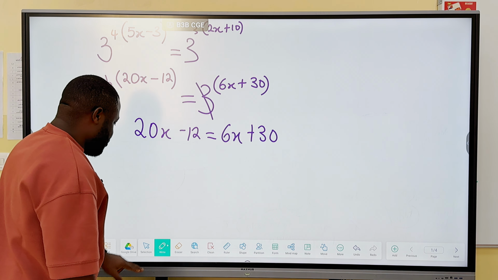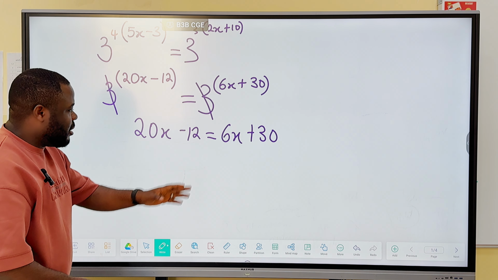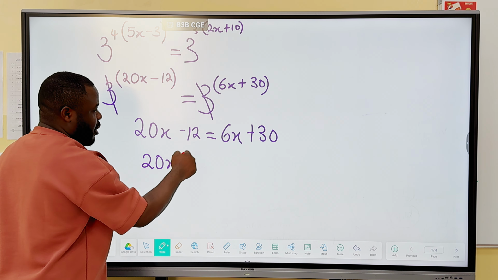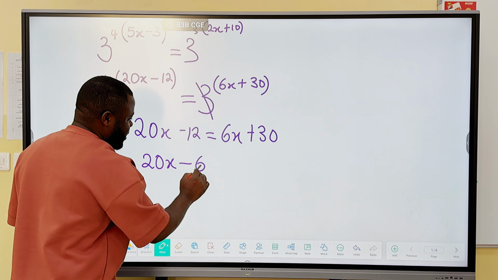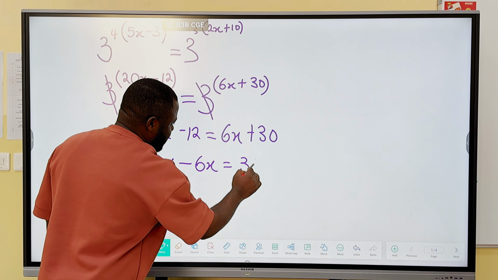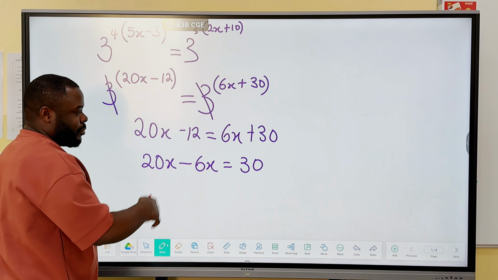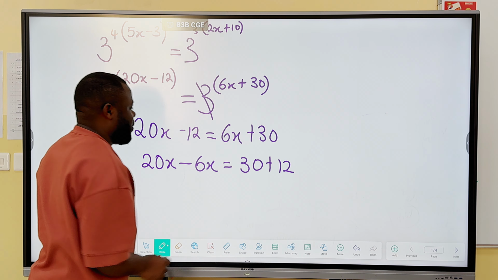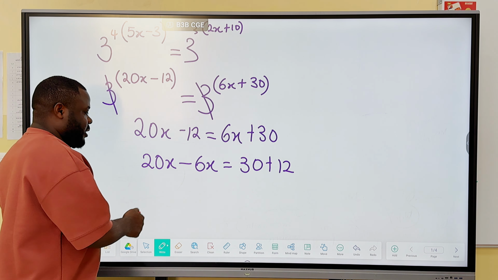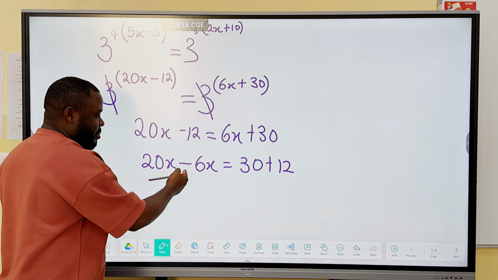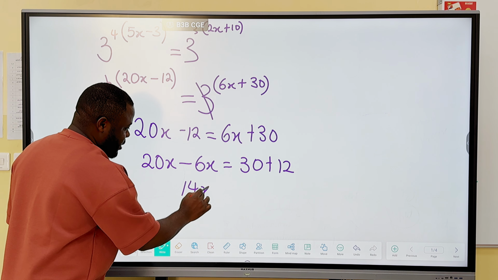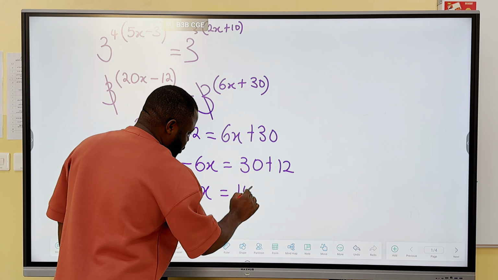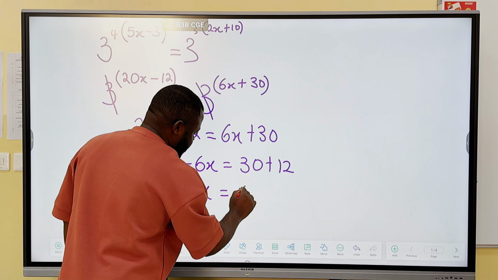With this, we can easily find the value of x by collecting like terms. Here you have 20x, and I'll take 6x over to this side, so I have negative 6x. We have negative 12, so when we take it over to this side, it becomes positive 12. We can easily simplify this: 20x minus 6x gives 14x, equals 30 plus 12, which gives 42.